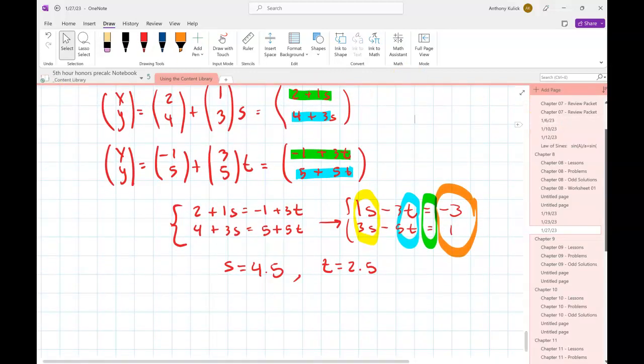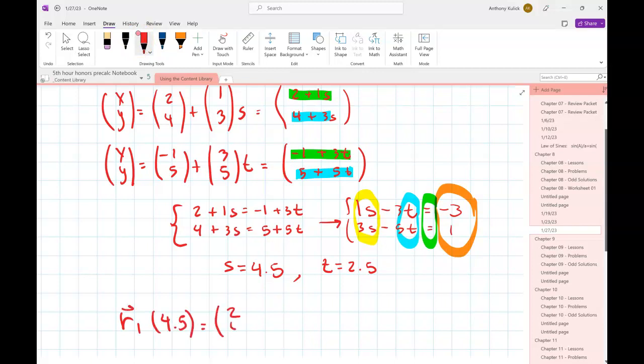So I'm going to do R1 of S. So when I do that, I get 4.5 plus 2 is 6.5. 4.5 times 3 is 13.5 plus 4 is 17.5.